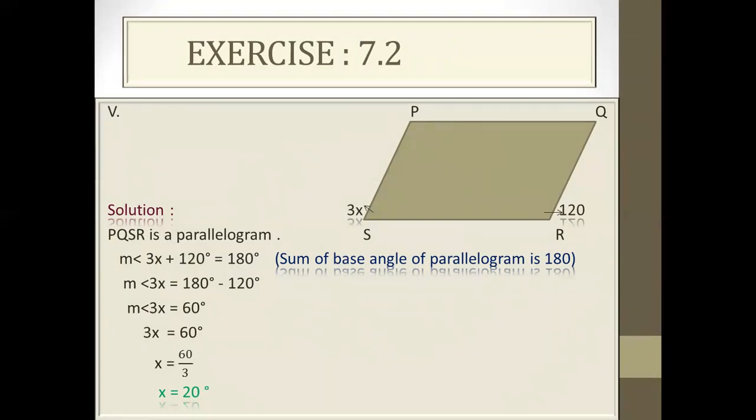PQRS is given, with angles 3x and 120. Which type of angles are S and R? Are they opposite angles or consecutive angles? They both are consecutive angles. Consecutive means after one another, like 1, 2, 3, 4.